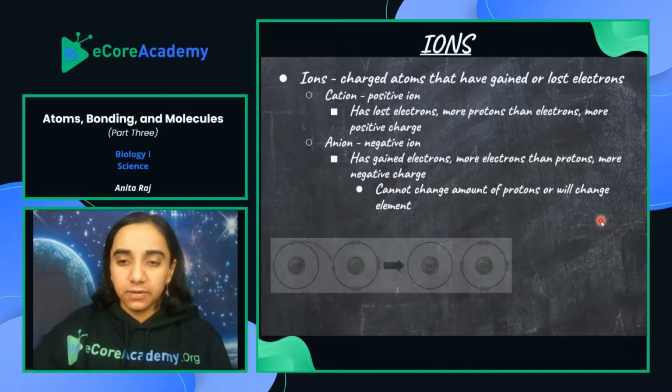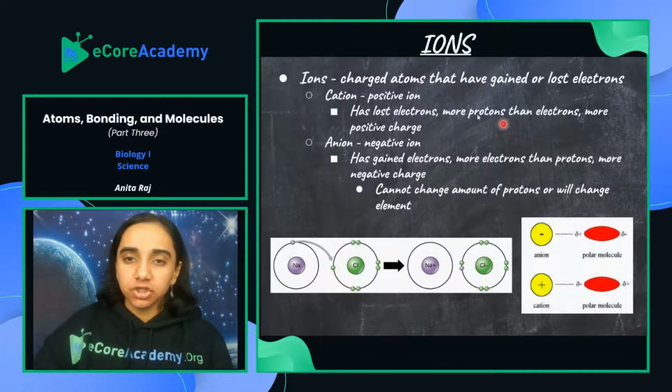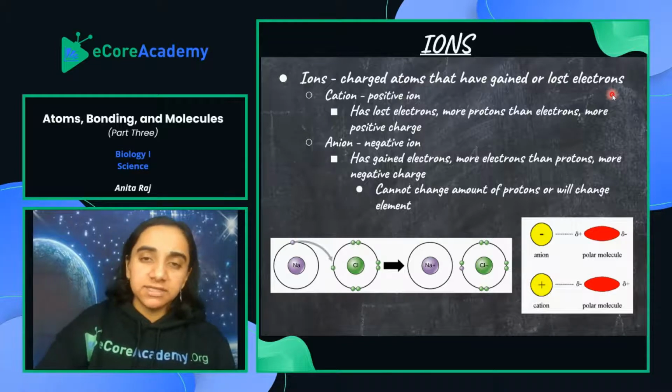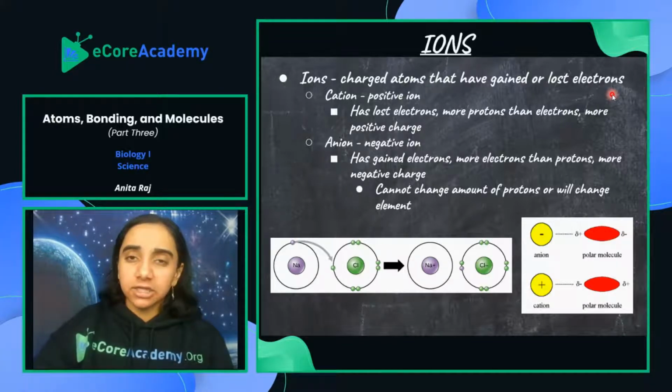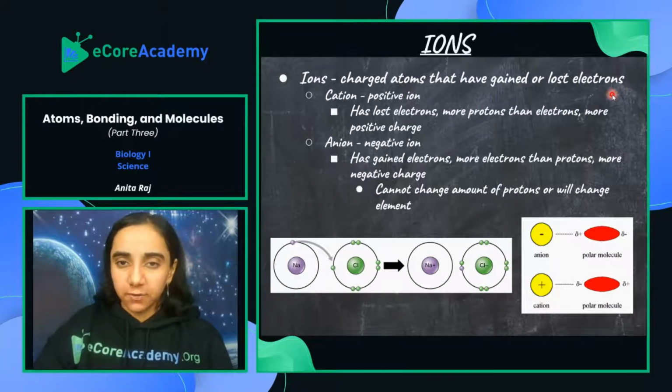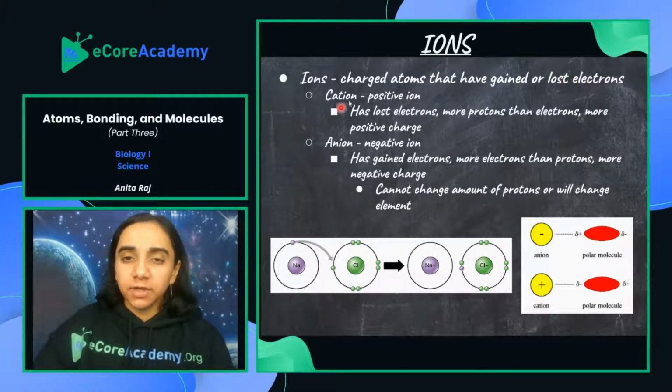Now let's talk about ions. So ions are charged atoms that have gained or lost electrons. Remember how we said before that an atom was electrically neutral because it would have the same amount of protons as it had electrons. For example, an electrically neutral oxygen atom that had 8 protons would also have 8 electrons, so those charges canceled each other out to give you a net charge of 0. However, we have instances where we have ions, where we have charged atoms. So charged atoms have gained or lost electrons.